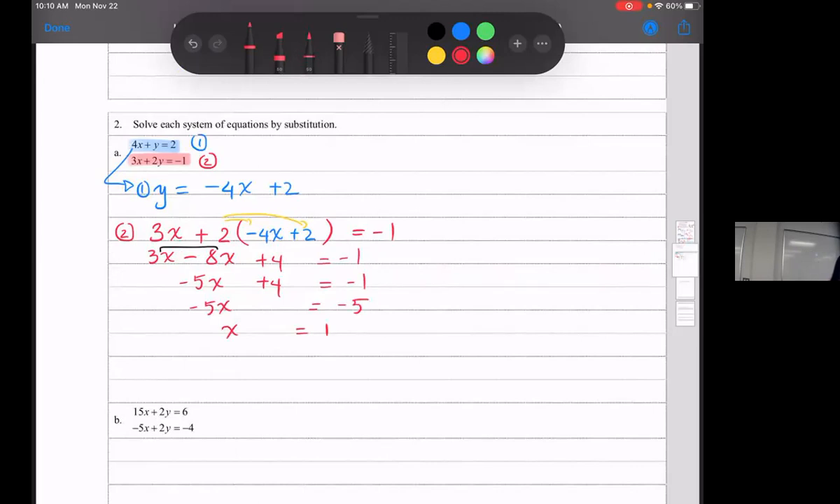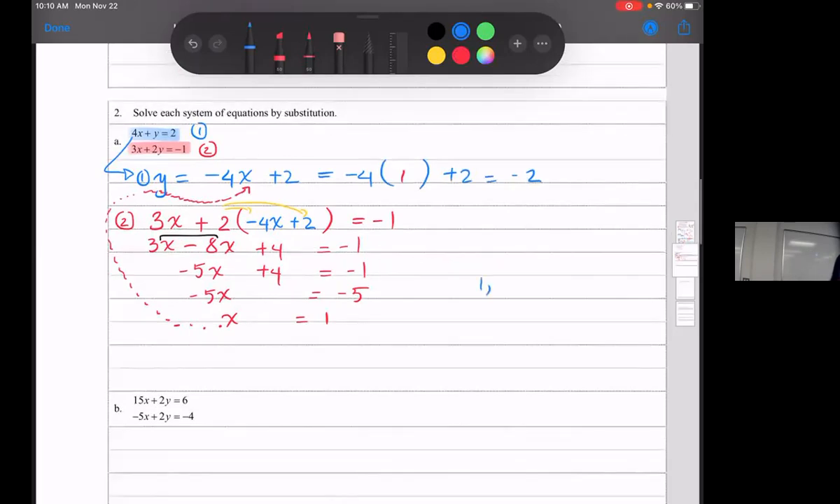I have x equal 1, so I'm going to substitute x equal 1 into, you can go back to the original if you want, but I'm going to go back to this one right here, y already solved for. So it's equal to negative 4 times 1 plus 2, which is negative 2. So my final answer is 1 comma negative 2. Again, you check it on your own. I don't have time.